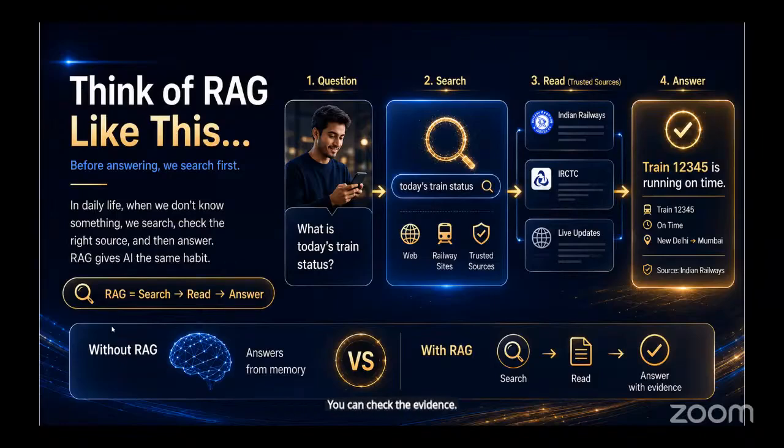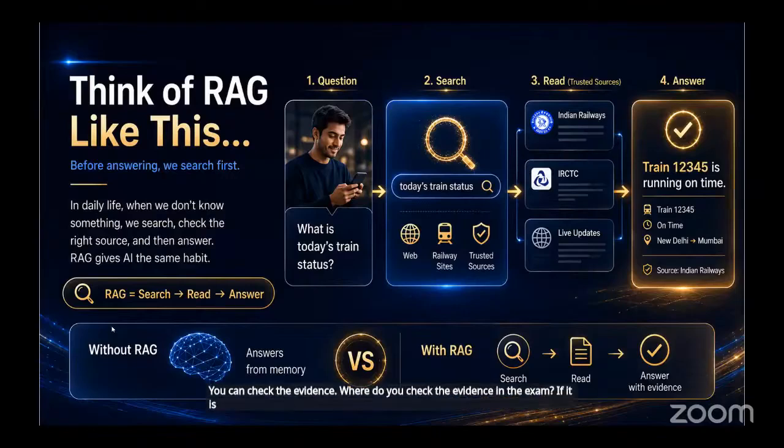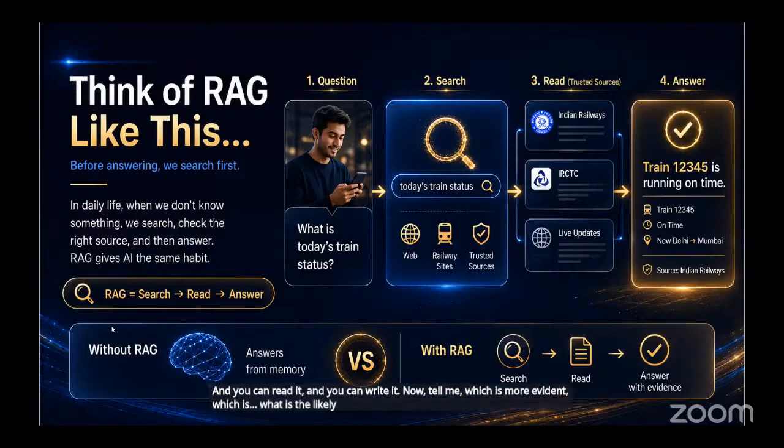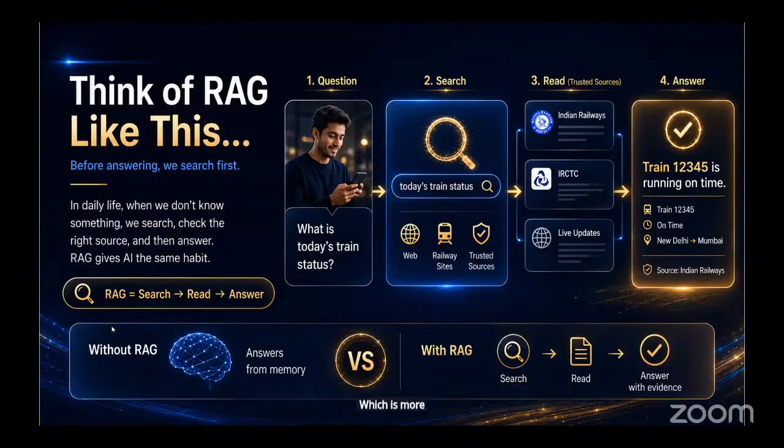Where do you check the evidence in the exam? If it is an open book exam, you can open the textbook, go to the particular page, read it and write it. Now tell me, which is more likely to have the correct answer, the open book exam or what you have stored in memory? The open book exam is the more correct answer.